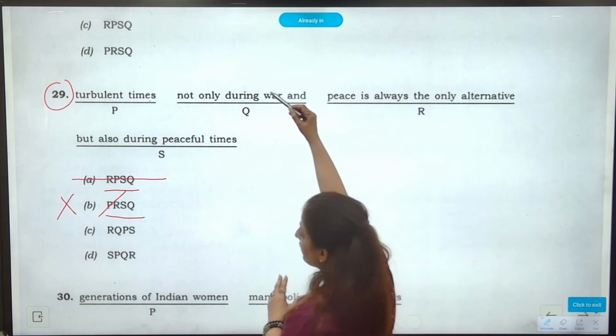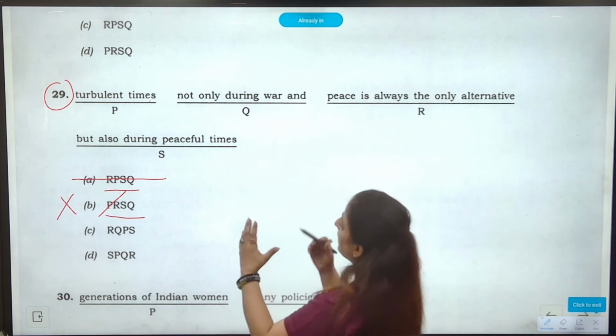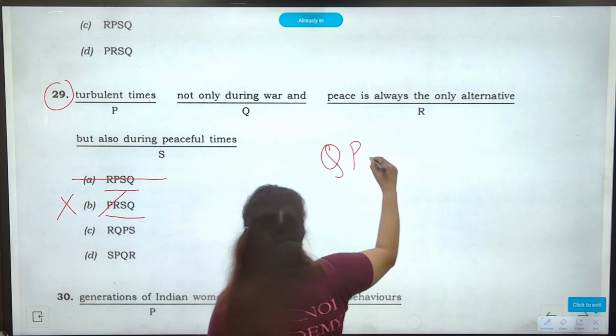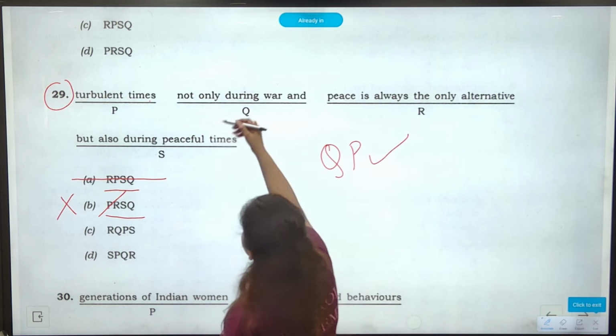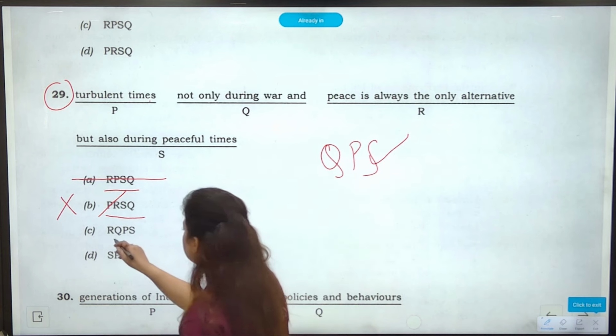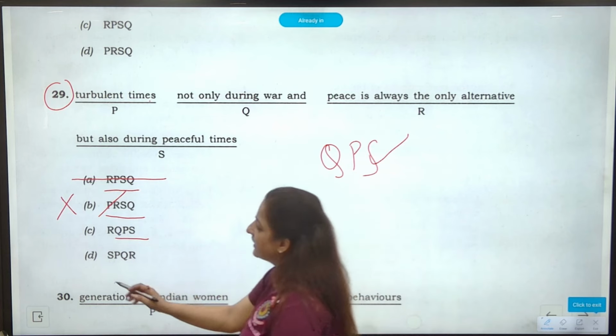RQPS. Peace is always the only alternative. Not only during war and turbulent times, but also. War and turbulent times, QP go together, with 'not only' and 'but also', so QPS will all come together. And if you see, QPS together is not there in Delta either. The answer is Charlie.